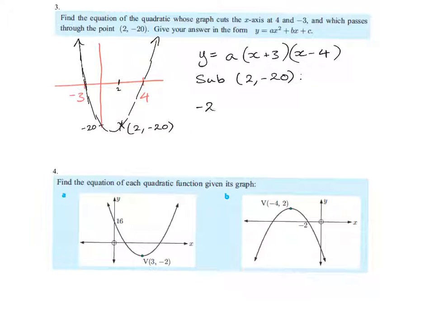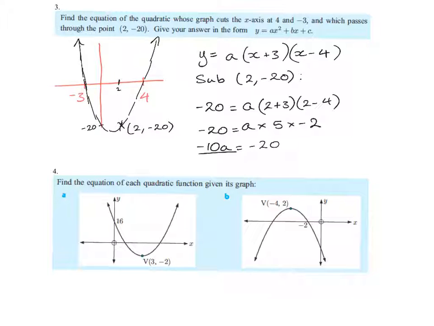So I get negative 20 equals a times 2 plus 3, 2 minus 4, which equals a times 5 times negative 2. 2 minus 4 is negative 2. So I get negative 10a equals negative 20. If I divide both sides by negative 10, I get a is 2. So we have the function y equals 2 times x plus 3 times x minus 4.